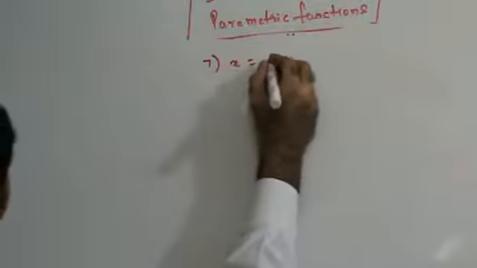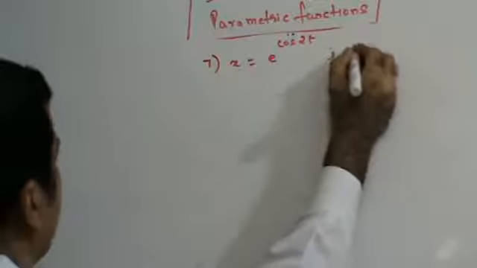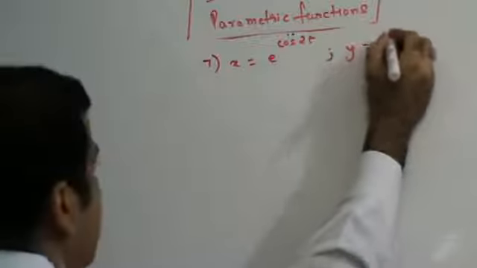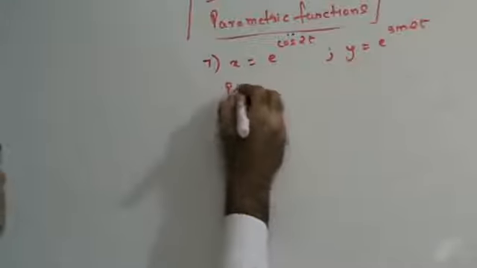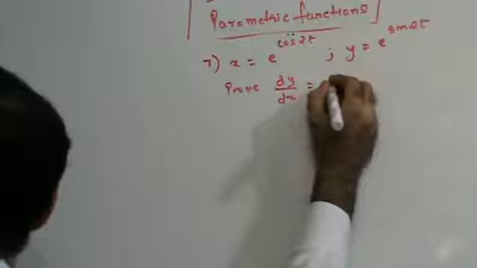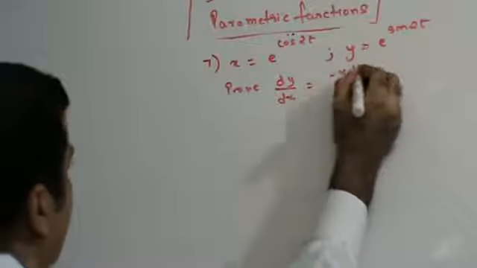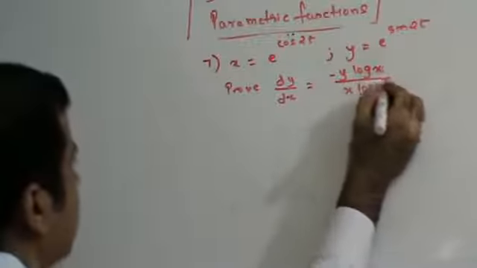x is equal to e raised to cos 2t, y is equal to e raised to sin 2t. You have to prove that dy by dx is equal to minus y log x upon x log y.